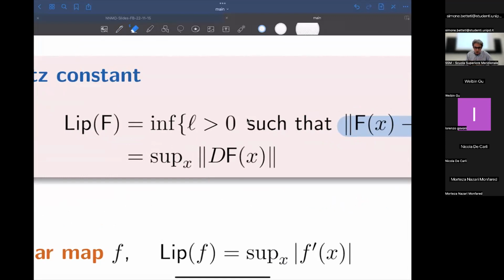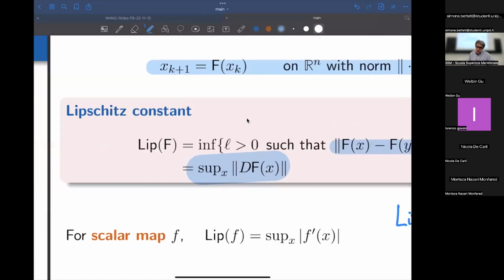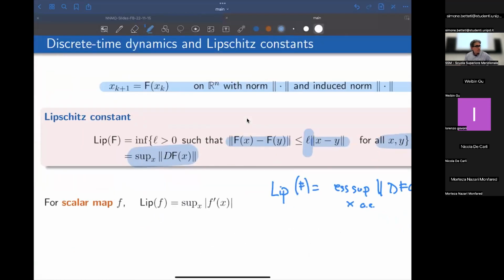But the Lipschitz constant is the supremum of the induced matrix norm of the Jacobian. Does that make sense? You give me the map: Jacobian, induced norm, supremum. Three operations, one after the other. And these are the same. Notice that the second condition is pointwise. The first condition is a condition about pairs. Interesting.